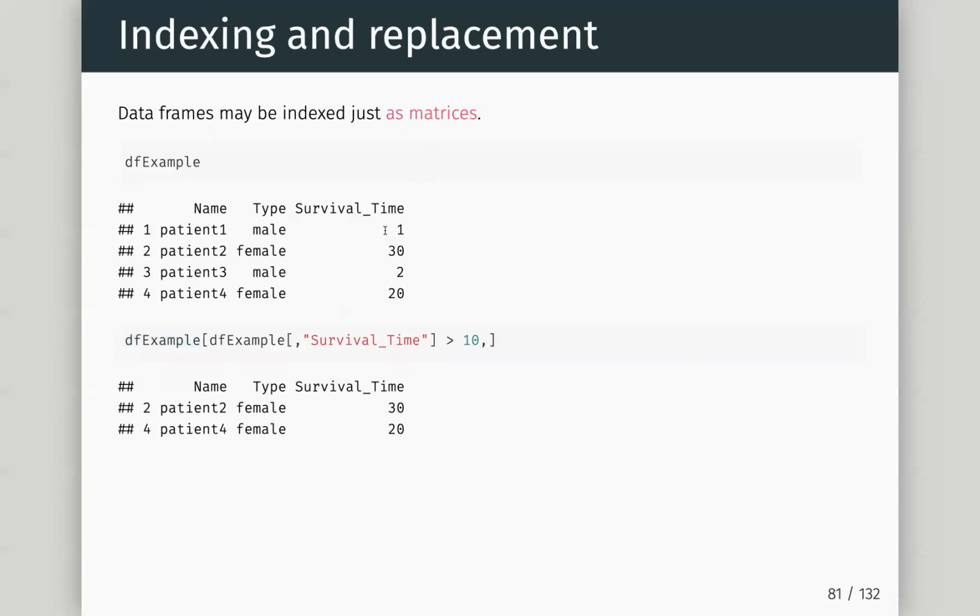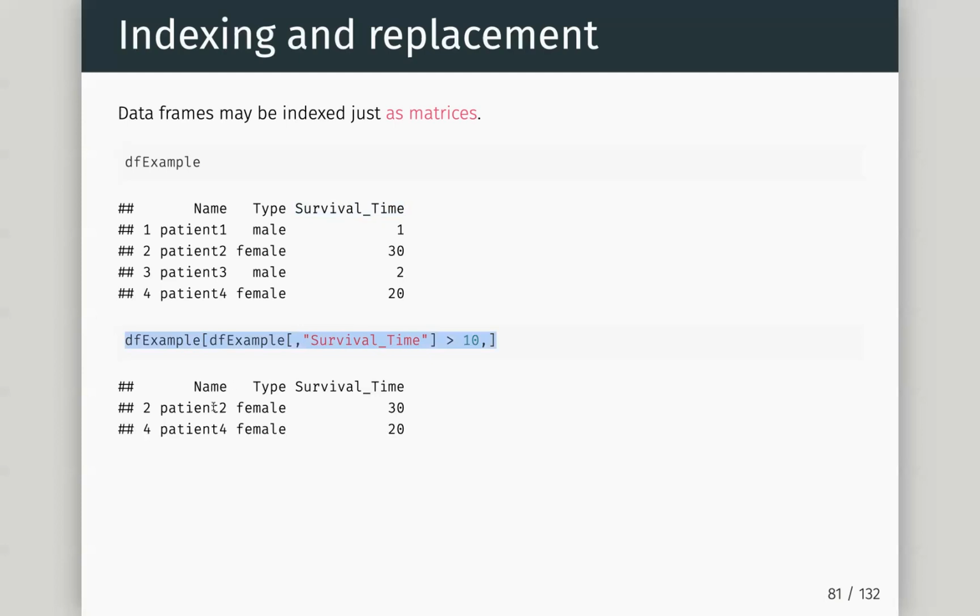These can be indexed just like matrices. We can use all the same rules. If I have my data frame here and I want to extract those with survival times greater than 10, I index the data frame, do my comma, and then after the comma, because I'm going for columns rather than rows, I give it the name of the column. So I'm telling it to take the survival time column and check the entire vector to see which values are above 10, and use that, like we did with matrices, to index which rows I want to pull out from my data frame.